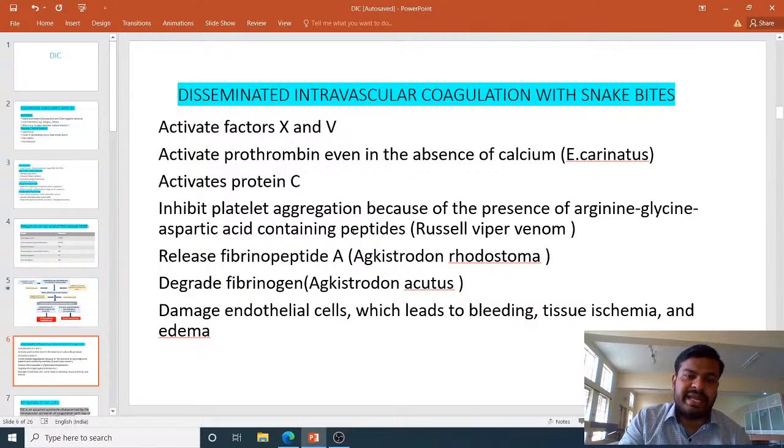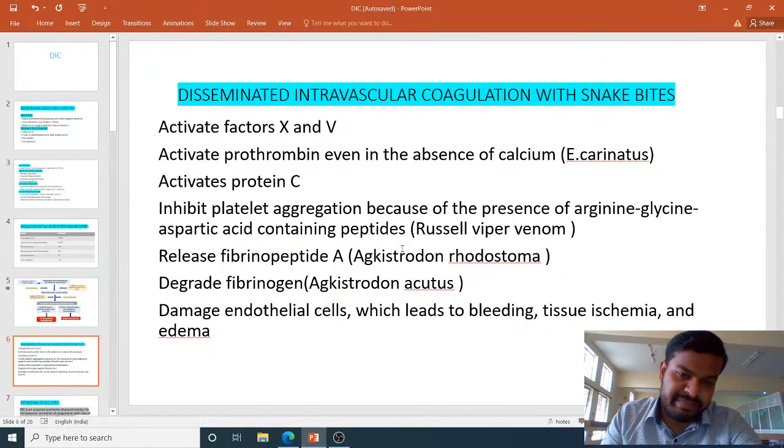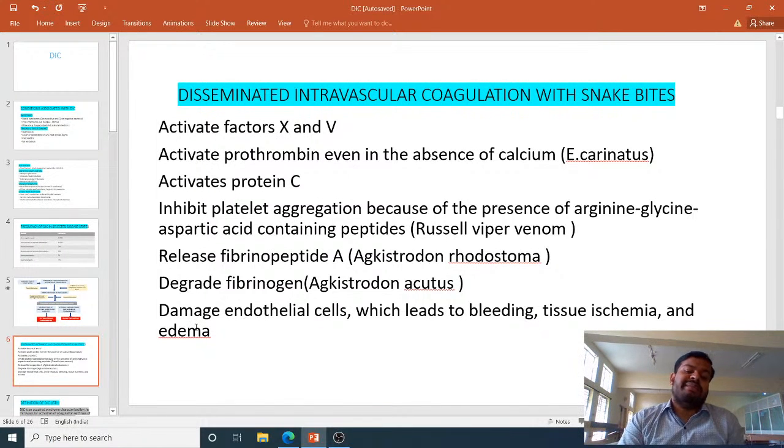And DIC is often seen as a complication in snake bites, so it's very important to know. The venom activates factors 10 and 5, activates prothrombin even in the absence of calcium, and activates protein C. It inhibits platelet aggregation because of the presence of arginine-glycine-aspartic acid containing peptides in Russell's viper venom, releases fibrinopeptide, degrades fibrinogen, and damages endothelial cells, which leads to bleeding, tissue ischemia, and edema. This is mainly in hemotoxic snake bites, which is usually a viperine bite. It's common in India.